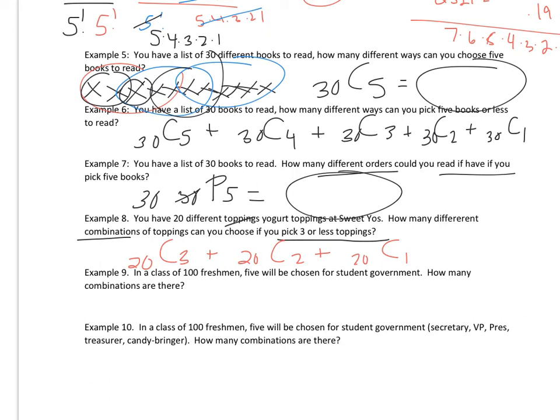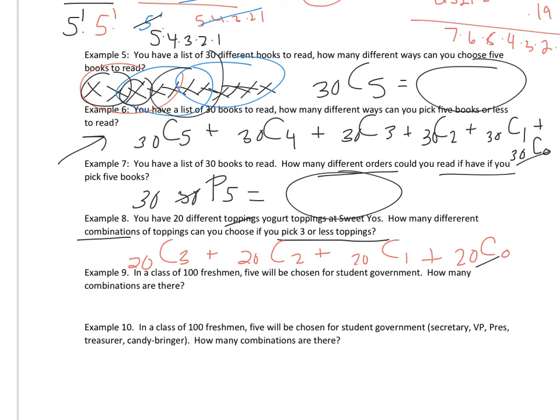And I'm going to add that person that doesn't pick any yogurt toppings and is weird. So we have to count if you don't pick any yogurt toppings. And I guess we could argue about whether that one should include 30C0 or not. How many different ways could you pick 5 books or less? I guess you could pick no books. It's kind of weird, but we have to include no books. So 30 choose 0 is going to be 1, and that's going to be 1.